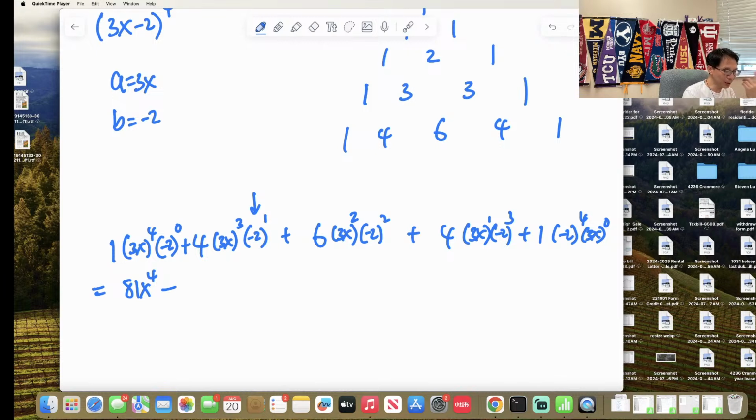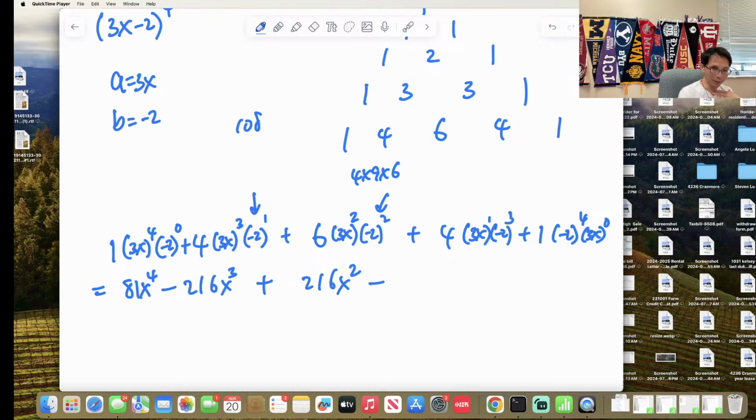3 to the 3 is 27. 27 times 4 is 108 and 216. So it'll be 216x to the third. See that power? 4 and this x to the third for the next one. Now I'm going to put a plus here, since -2 squared is 4, 4 times 9 times 6. So 4 times 9 times 6. What is that? That's also 216 x squared, but this one's going to be positive.